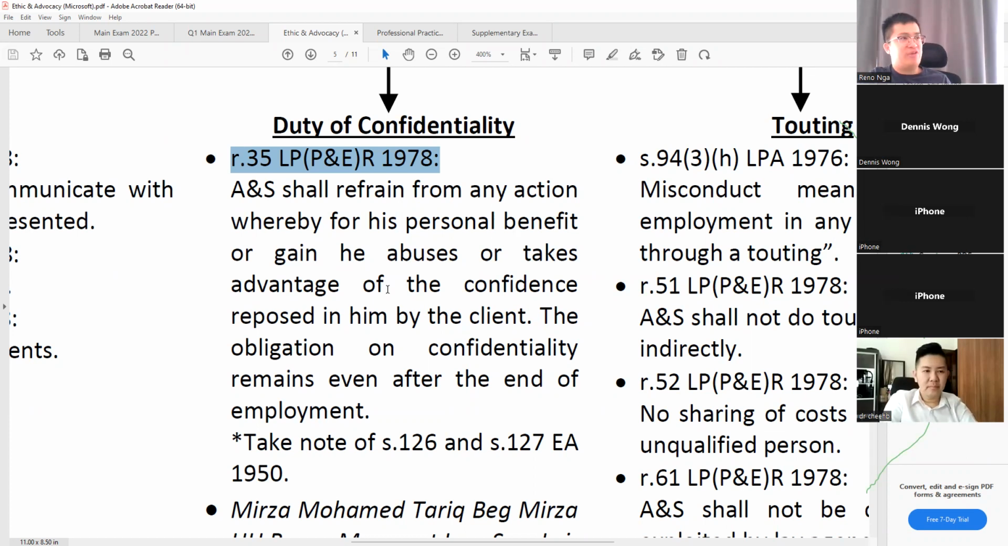The obligation of confidentiality remains even after the end of employment. So I don't know whether some smart student will tell me or not. Hey, no ma, this is previous deal ma. So since already passed, already done the job, so there's no more confidentiality. The answer is no. And also we know about section 126 of the Evidence Act. The duty actually is continued even after you complete the job. It's actually until you die lah.